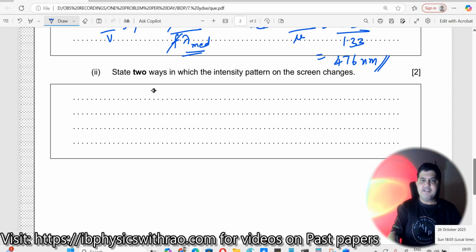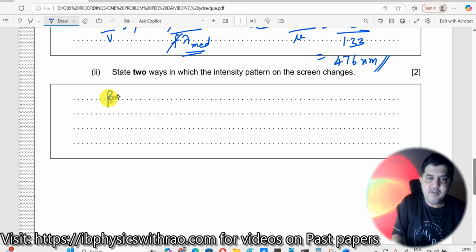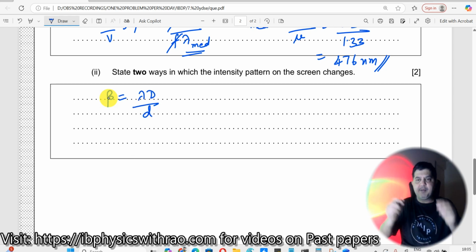Then lastly, state two ways in which the intensity pattern on screen changes. You need to mention, because of replacing this YDSE experimental kit inside water, what exactly happens to the intensity pattern. So what can we say? We know that beta is equal to lambda into capital D by small d. When you place this entire apparatus inside water, this D and small d do not change, but this lambda is now changing, right?